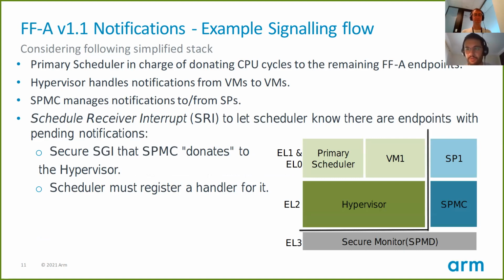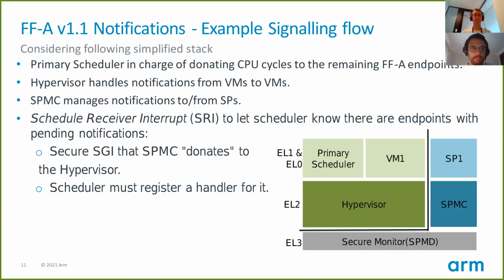Let's consider the following simplified stack, where we have a primary scheduler, and then we have SP1, which will signal a notification to VM1. Normally, a hypervisor keeps track of notifications from VMs to VMs, and the SPMC is in charge of keeping track of notifications from SPs to SPs and from SPs to VMs. So in this case, some of the calls will be relayed from the hypervisor to the SPMC to update the status.